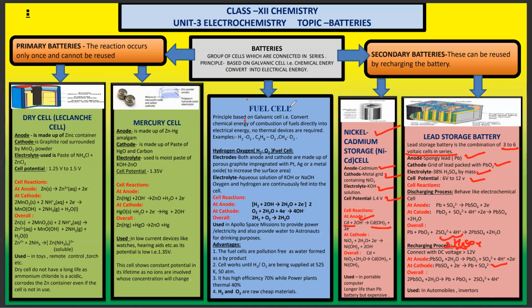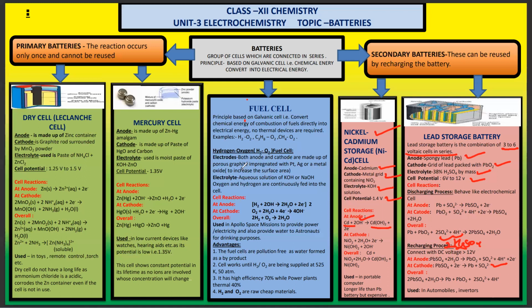Now the second example, the last example, is the fuel cell. The fuel cell principle is also based on the galvanic cell, meaning it converts chemical energy to electrical energy. So we'll discuss one example that we have already discussed, revising the hydrogen oxygen fuel cell.